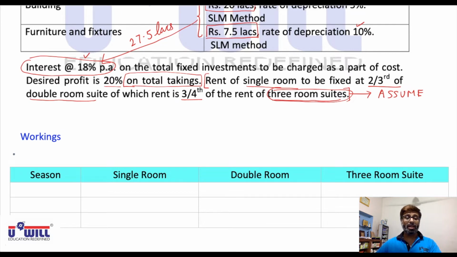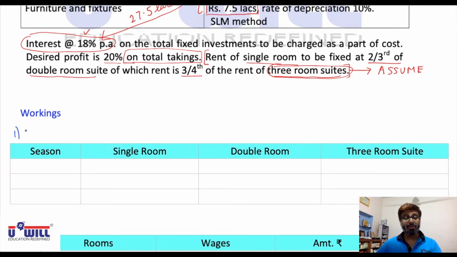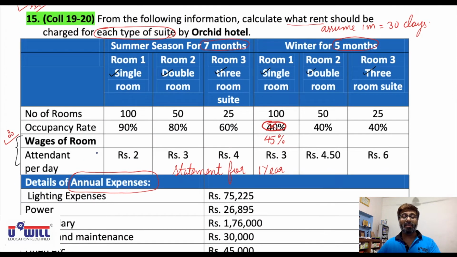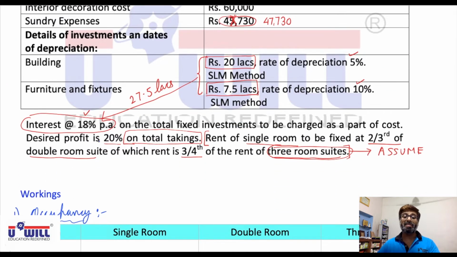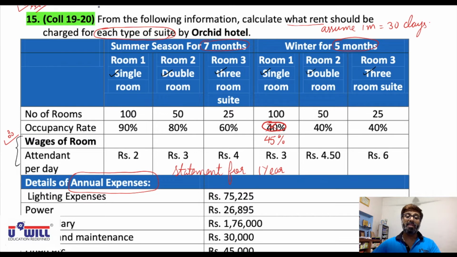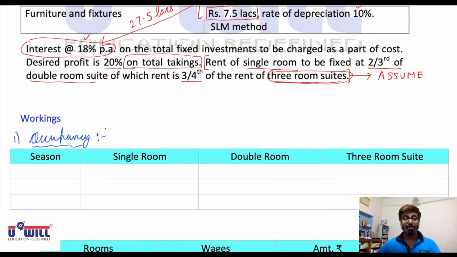First we will make the workings. First, workings for occupancy, in the beginning, because the wages of attendant cannot be obtained until the occupancy is known. Wages is 2 rupees per day. They are not given like past questions, as direct amounts. So until we find the occupancy, we cannot find the wages, and without wages, we cannot make the statement. That's why we are finding the occupancy first.